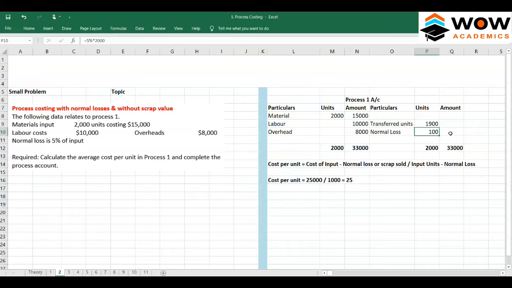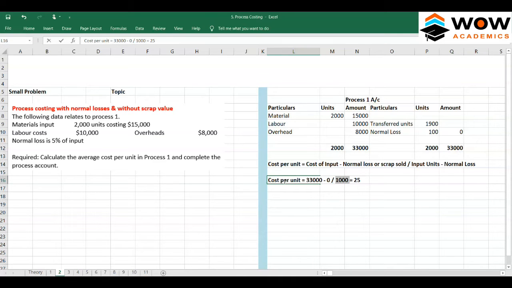Okay, we cannot sell it at any price. So this value will become 0. Okay, this value will become 0. So the balance value, we have to find it out. So we'll start. So 33,000 is the total amount. Normal loss or scrap value sold is 0 because there's no value given. Actually, there's no value given in the sum, so it's not an assumption. If there's no value given for scrap, it is only 0 worth.